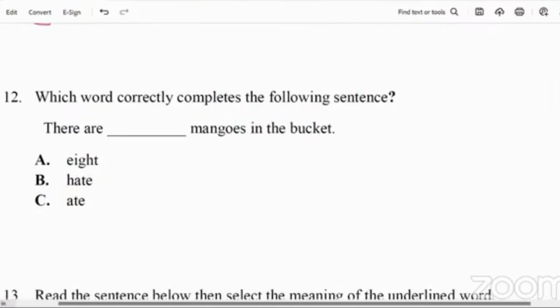Question 12. Which word correctly completes the sentence? There are blank mangoes in the bucket. Okay, so eight, hate, or ate. And the correct answer, we're looking for a number, and that's the number 8. So the answer is A.